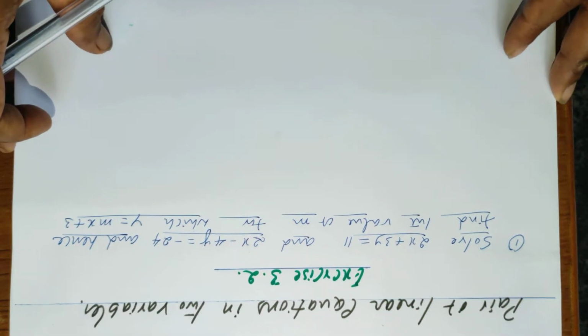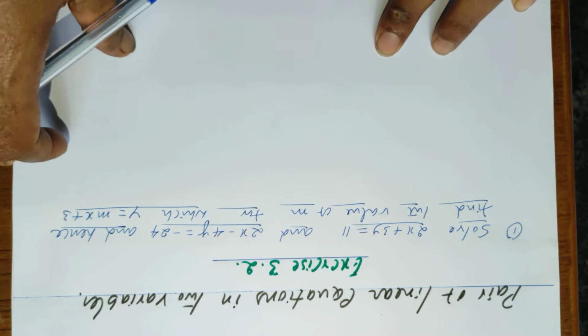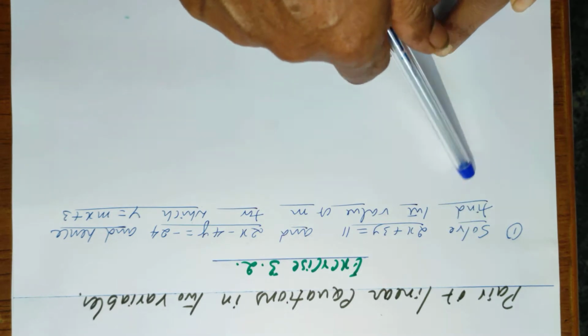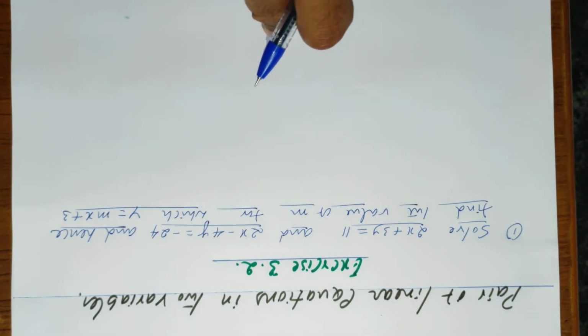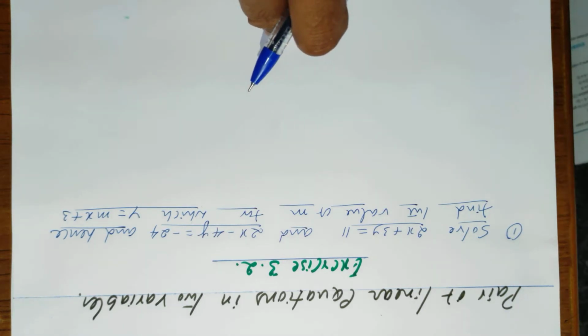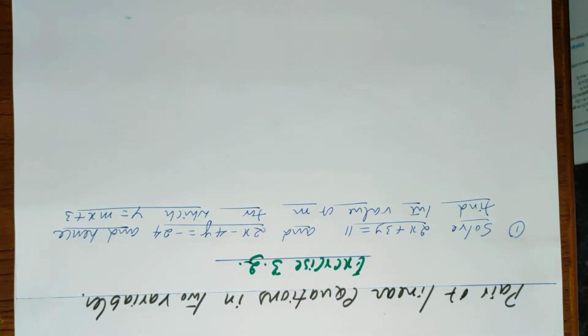Dear students, in the last class we were discussing the substitution method of solving pair of linear equations in two variables. In that we had completed the first main of exercise 3.3. Today let us discuss the remaining problems in that exercise, that is exercise 3.3.